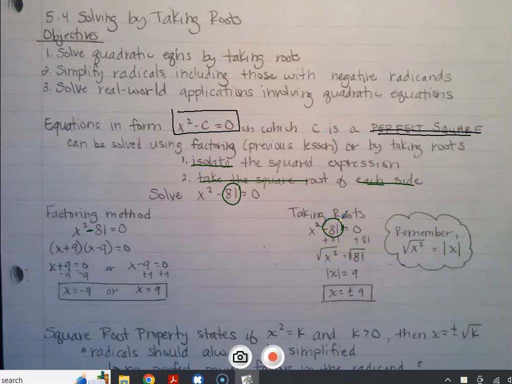In taking the roots, instead of doing that, we isolate the squared expression. So we get the x squared by itself on one side and the 81 on the other side. We added. Then we solve it. So we take the square root, and the square root of x squared is the absolute value of x, which is 9. So that means x, you don't always have to write this step, by the way, but I want you to understand. The square root of x squared is the absolute value of x because it's positive. So x can be a positive or a negative 9, just like it was right here. We just wrote it out in a different way.